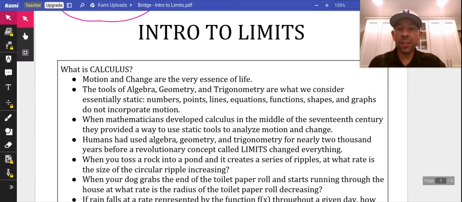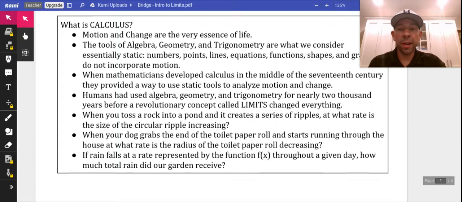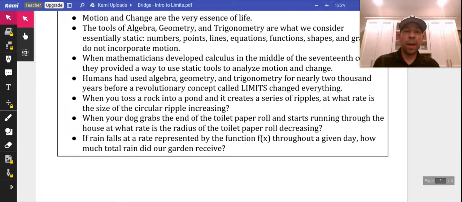So when you think of calculus, think of these stories or these ideas in your head. You toss a rock into a pond, and what naturally happens? You see this ever cascading ripple in the pond. Well, what if you asked, at what rate is the size of those circular ripples increasing? Or maybe your dog grabs the end of the toilet paper roll and starts running through the room and around the house. Of course, that roll of toilet paper is shrinking, and you could ask, at what rate is the radius of that toilet paper decreasing?